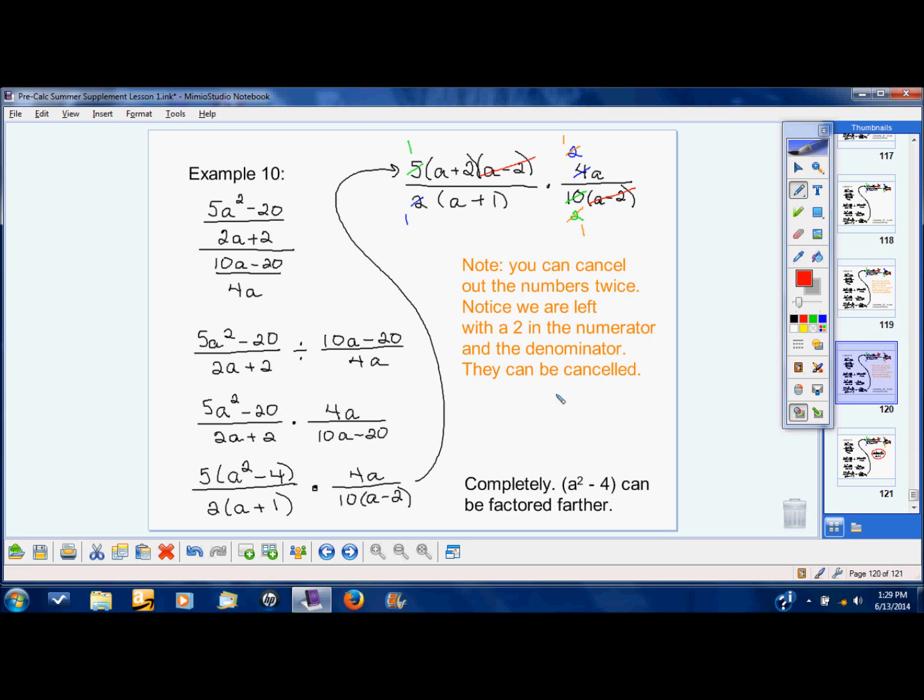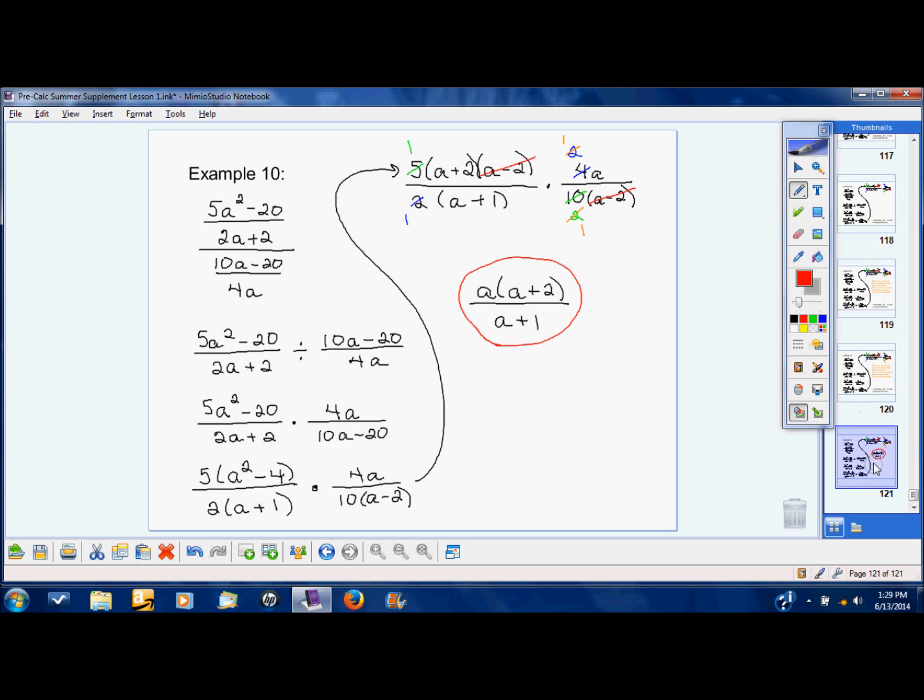So then you need to evaluate what you're left with. You're left with an a plus 2 and an a. Traditionally, this a is going to get written first. And then the denominator, you're left with an a plus 1. And that's all taken care of right there.